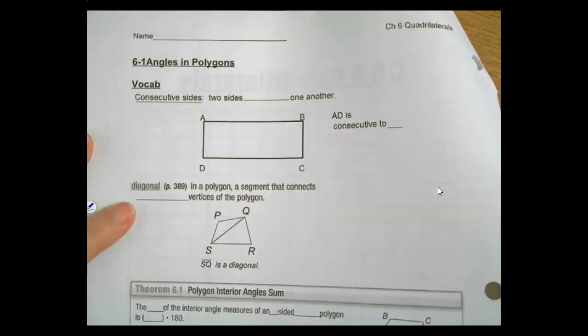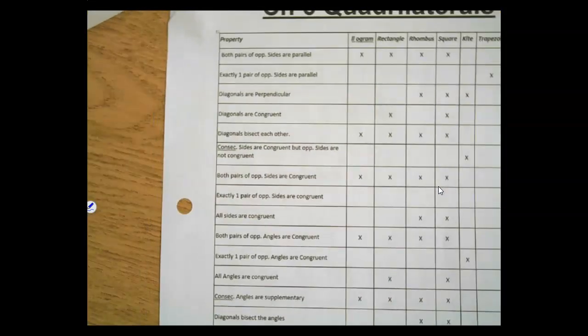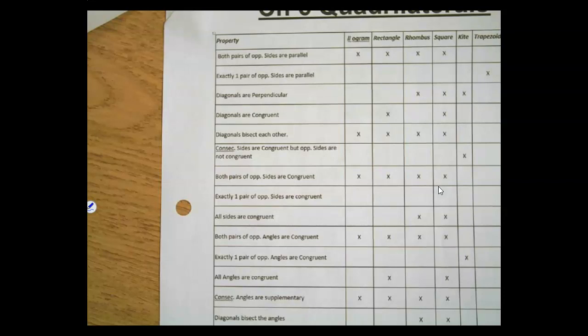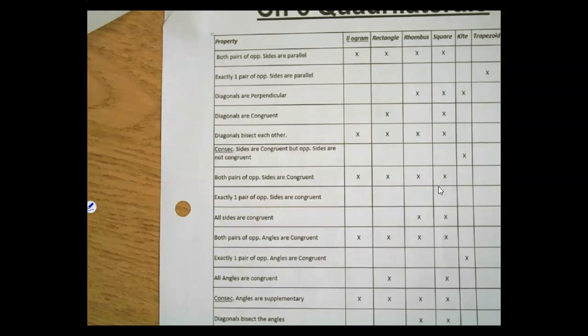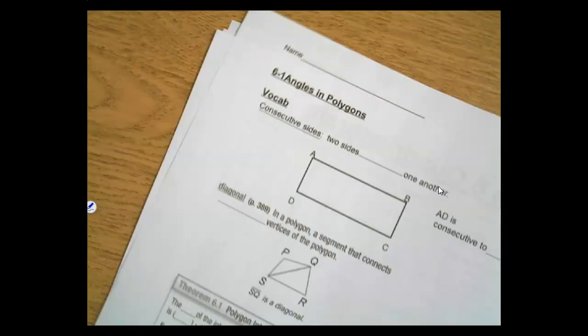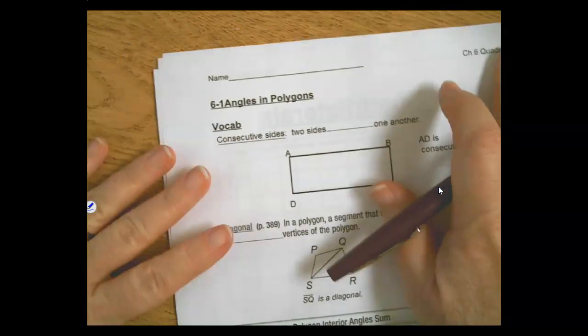All right, so we're starting chapter 6, and it looks like this. It's got all these quadrilaterals on it. This is going to be an awesome resource for you, so use this part often. So we'll just jump right in, 6-1.